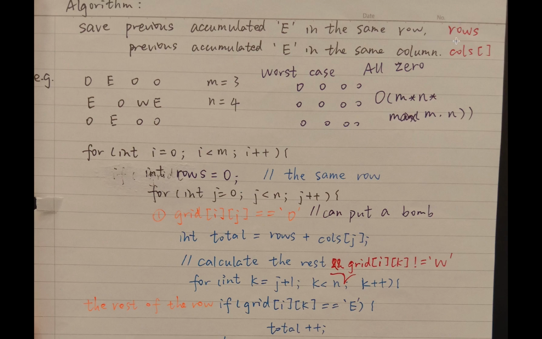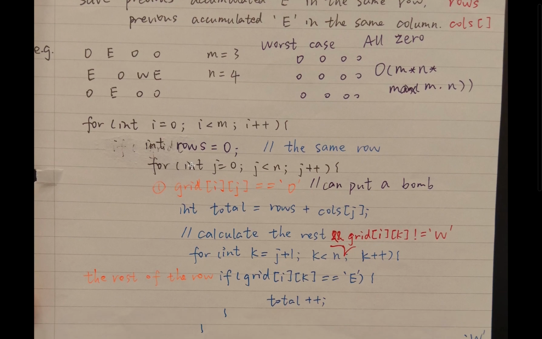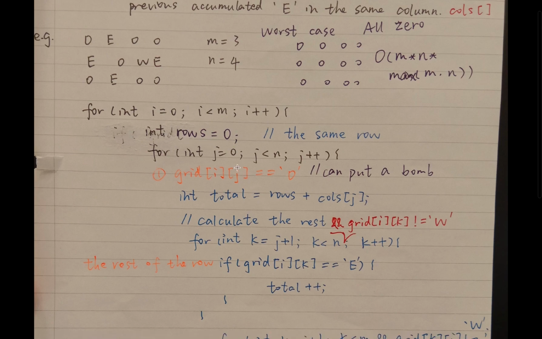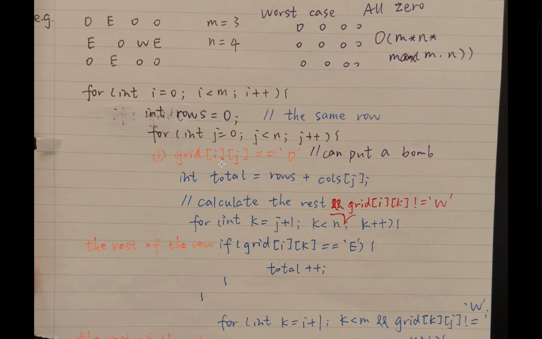We will use a variable that we name rows to accumulate E in the same row. And we also need to save the previous accumulated value in the same column, which we keep in an array, because in the same row we may use different column values. We iterate this grid. For every new row, we use a new rows. And if the current cell is 0, that means we can put a bomb. So we will need to calculate the total enemies we can kill.